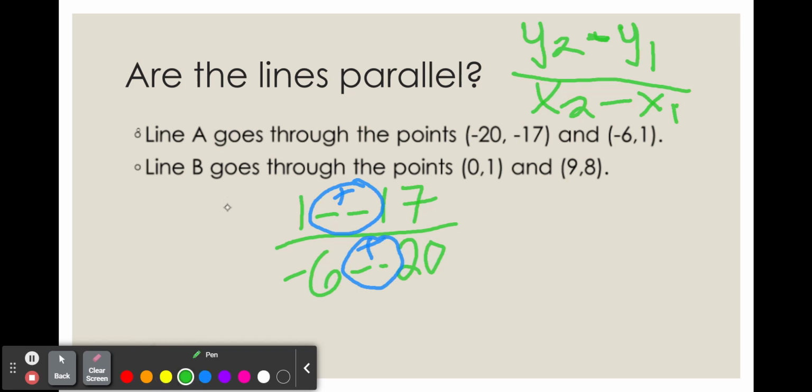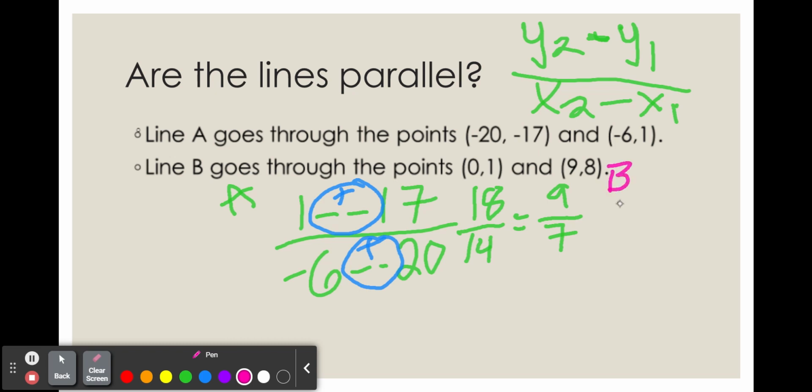So this is line A. We get 1 minus -17, that gives us 18. Negative 6 plus 20 is 14. Now this can be reduced. 18 and 14 can be divided by 2. So we can do 9/7 as our slope. Now I'm going to do line B.